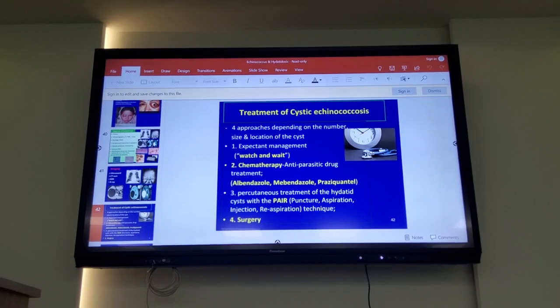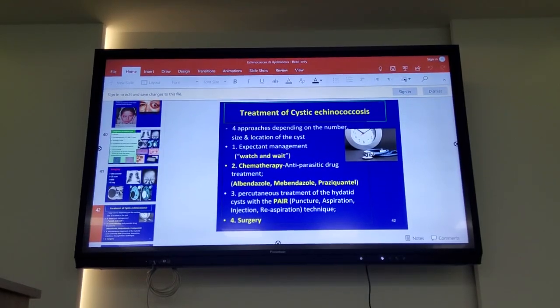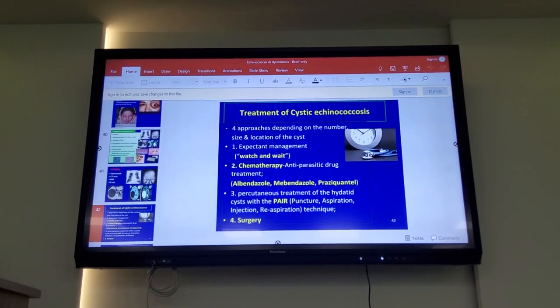Actually, we don't have any anti-helminthic drug which affects the cyst, for example, in the brain or the liver, and kills the parasites without side effects for the patient. Presently, the World Health Organization proposes 4 strategies for the treatment.